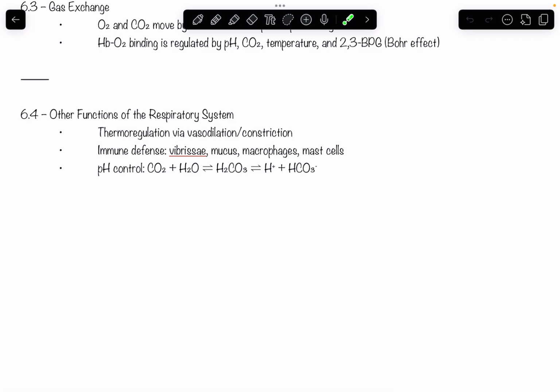And then your immune defenses. These are like hair cells here. And then you also have your mucus, macrophages, and mast cells. Your mast cells release histamine.